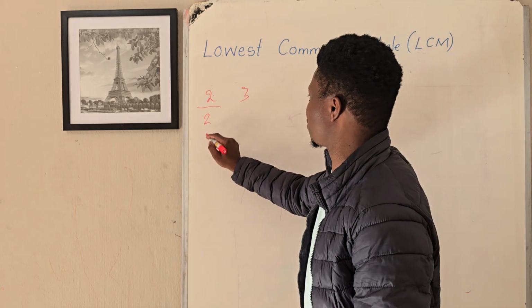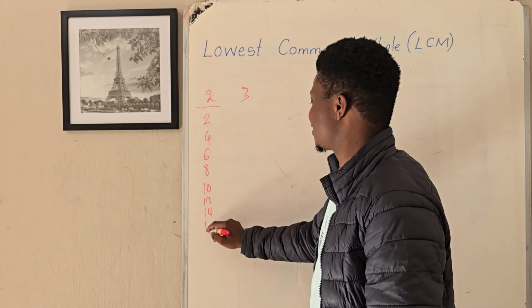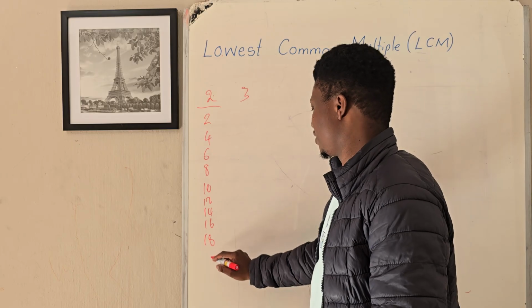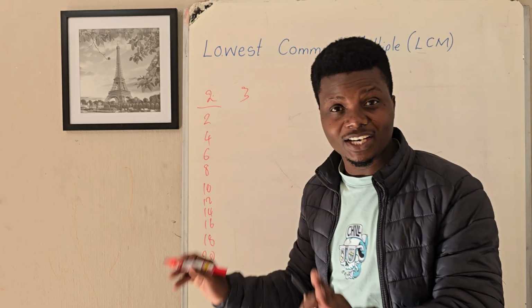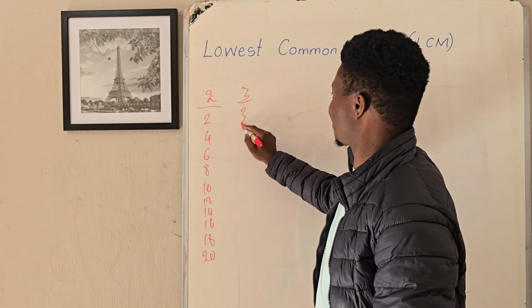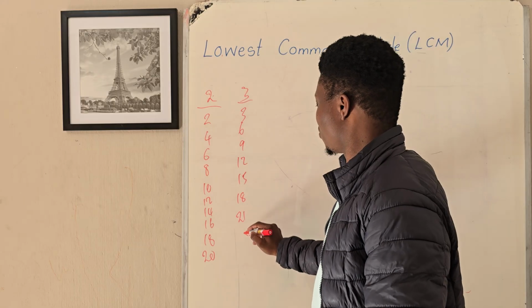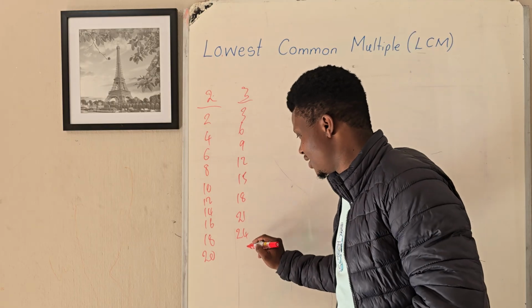of 2, which is 2, 4, 6, 8, 10, 12, 14, 16, 18, 20. Let me just end right there. List all the multiples of 3, which is 3, 6, 9, 12, 15, 18, 21, 24. Let me end just right there.